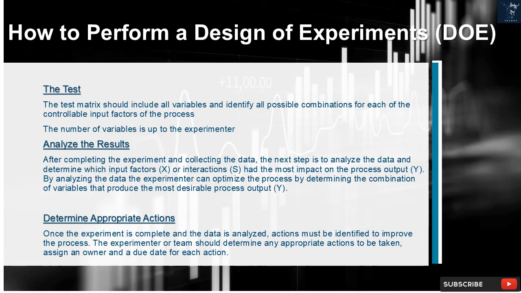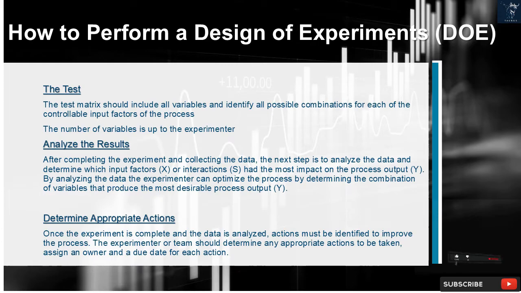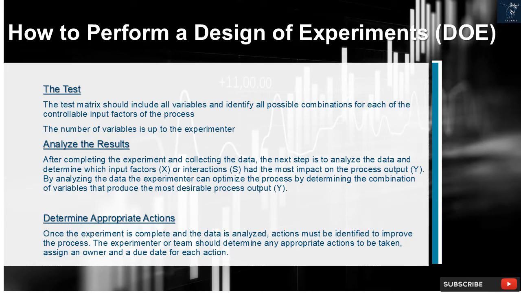Analyze the results after completing the experiment and collecting the data. The next step is to analyze the data and determine which input factors, X's, or interactions, X's, had the most impact on the process output, Y. By analyzing the data, the experimenter can optimize the process by determining the combination of variables that produce the most desirable process output, Y.